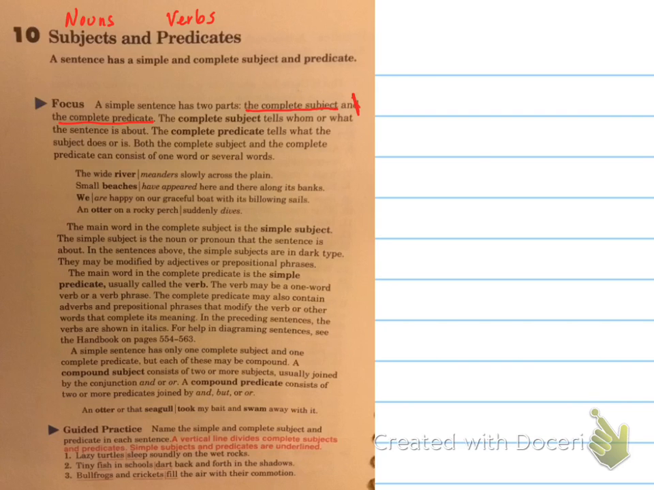So a way to think about this, just pick a really easy example. So here's an example. The boy runs. Okay, so that's a simple sentence. So what we always do first is find the verb. Okay, and here we have the verb, which is the action. Okay, so circle that.